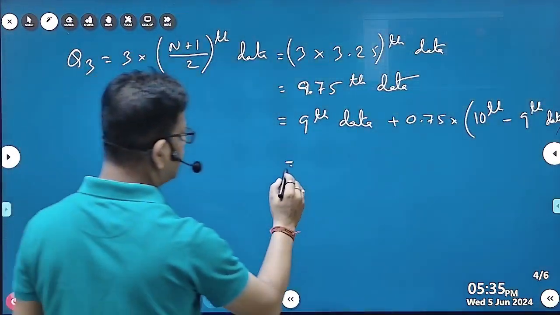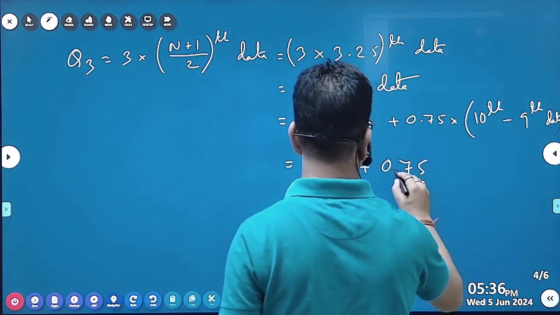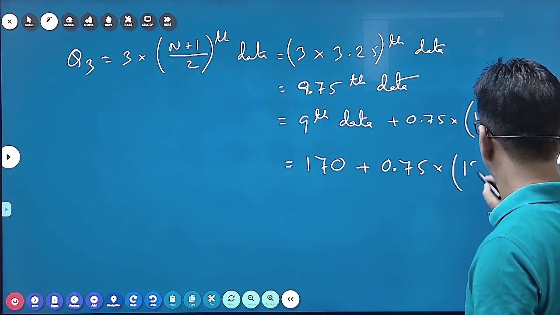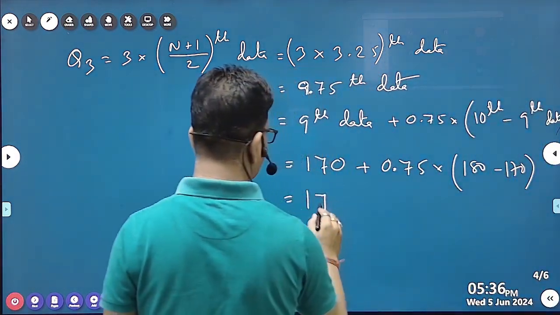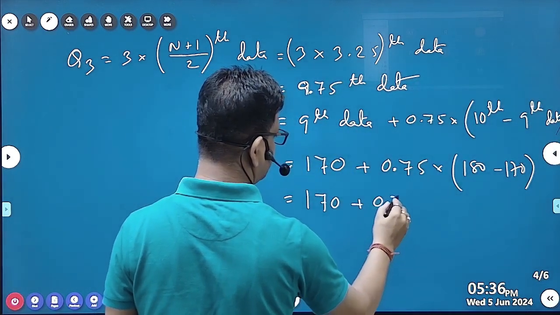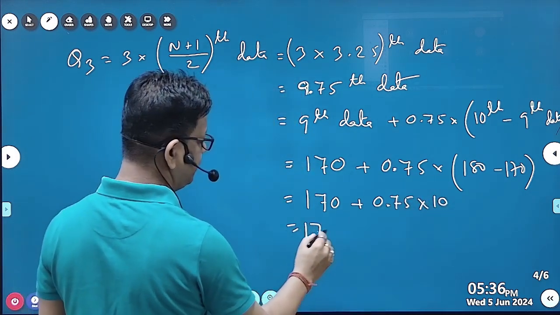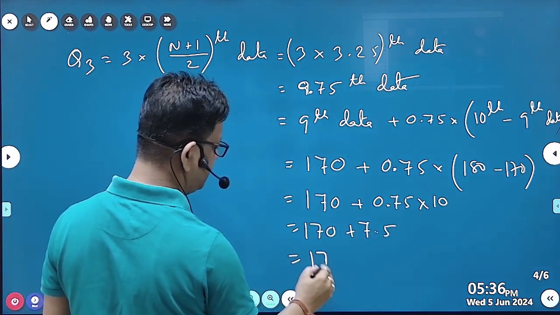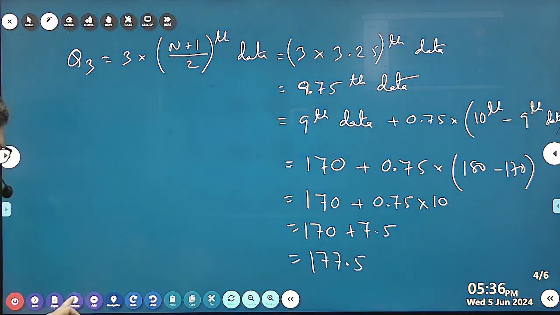So the 9th data is 170 plus 0.75 into the 10th, which was 180, minus this 170. Yes or no? So this is 170 plus 0.75 multiplied by 10, so 170 plus 7.5, which is 177.5. Ready now? Now answers will be very ready because we just have to use the formula. So this is quartile 3.